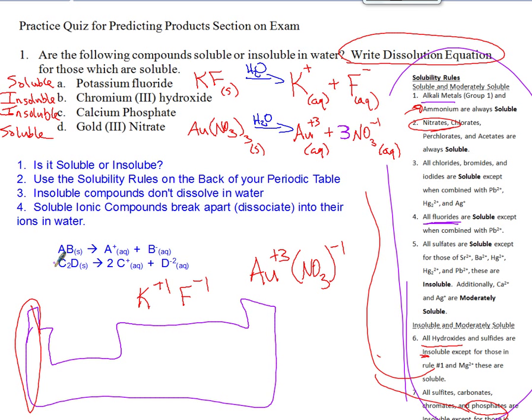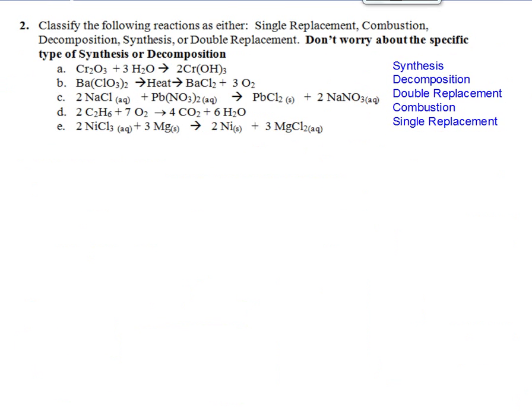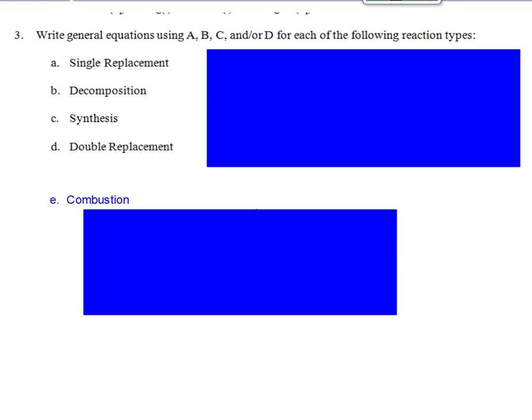Okay, let's go to the next couple questions. We're actually going to skip question 2 for a minute and go to question 3, because question 3 will kind of set up question 2. We did 5 types of reactions, and I know you're probably going, mine only says A, B, C, D. Where's this E? We'll get to that in a minute. And there's letter formulas for each of them.